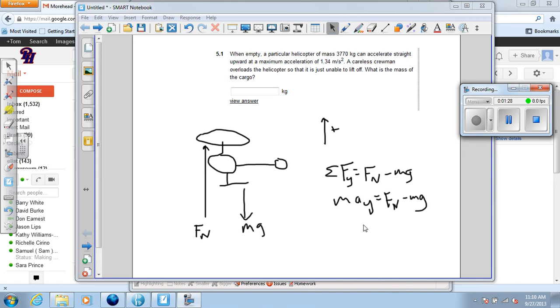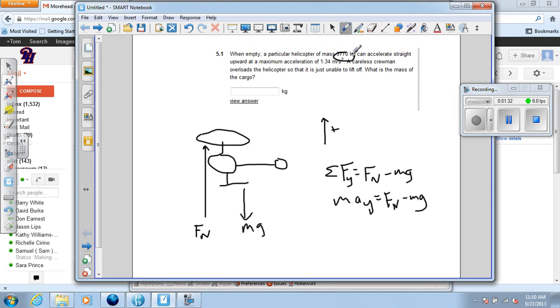So let's do the without a load part first. We're told the mass is 3770, so we put that into mass here and there. We're told the acceleration is 1.34. See, we're just plugging in numbers now. Once we set that net force equation up, we're golden. And we know g is 9.8, and so we've set up this net force equation.